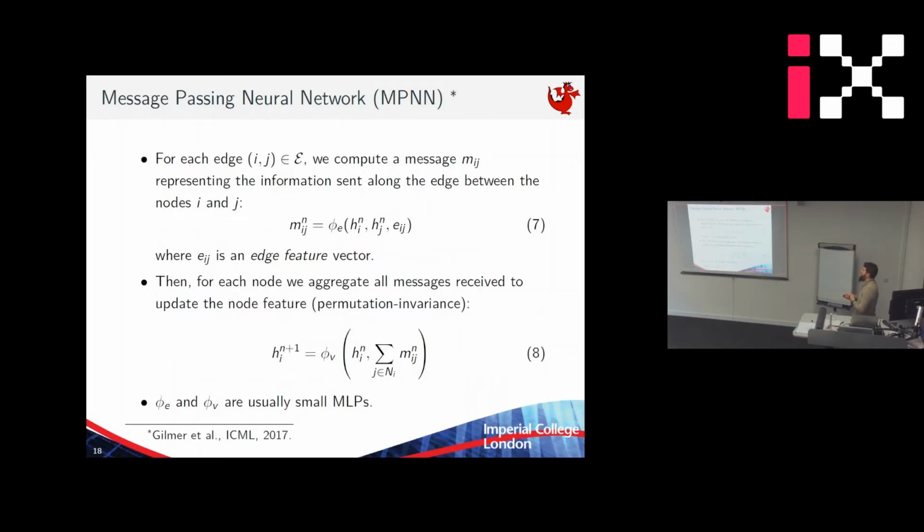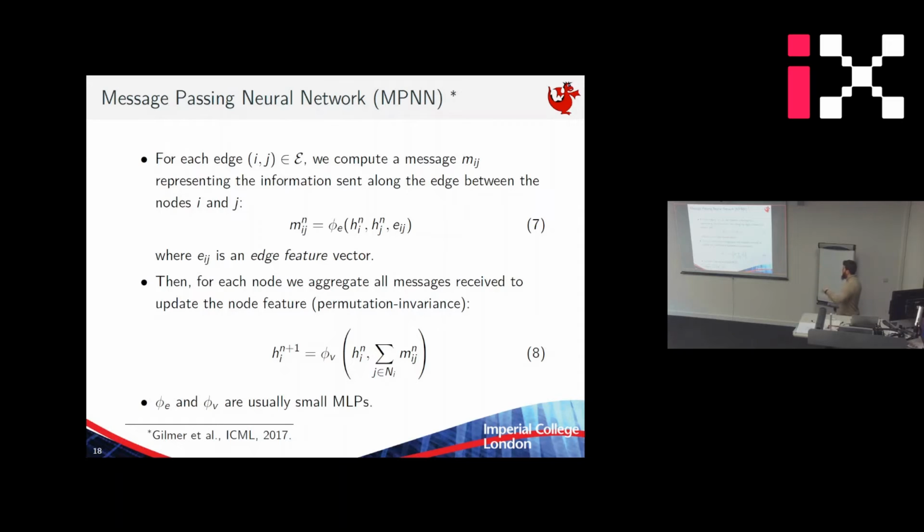And so you basically get the message passing neural network, whose original paper, I think, was focused specifically on a problem related to molecules, a use case where edge features matter. So for each edge you compute a message, m_ij, which represents the information that flows from one node to another. To compute it, you take the edge between i and j, the feature vector of i, the feature vector of j, and the potential edge feature vector e_ij over that edge, and you form your message.